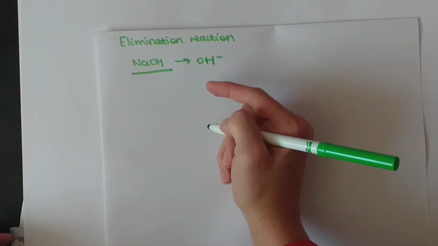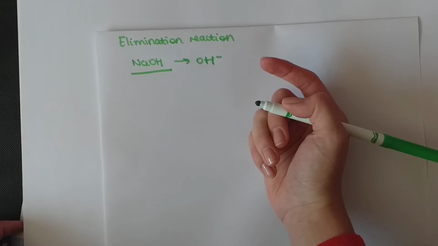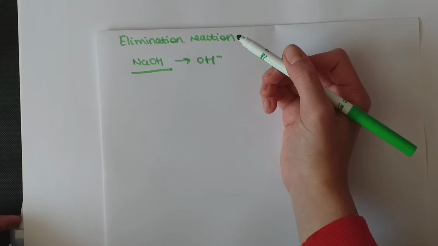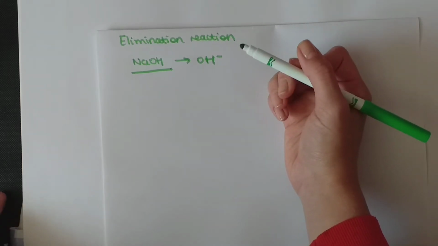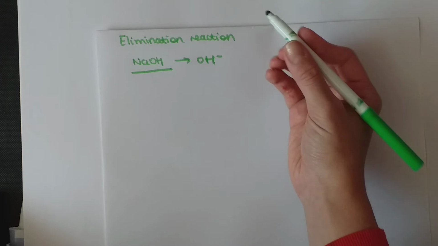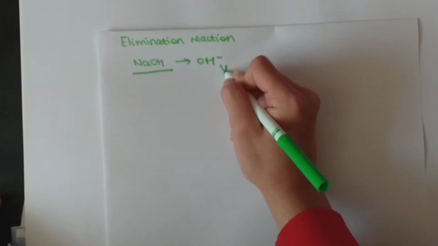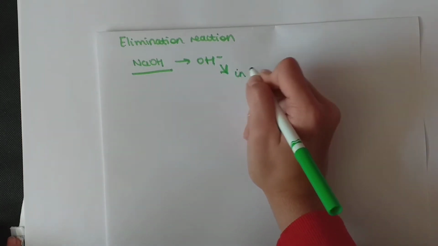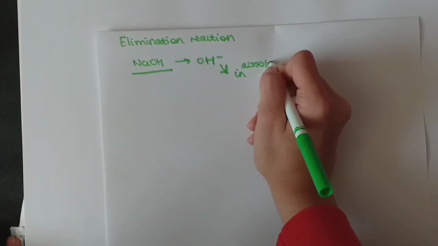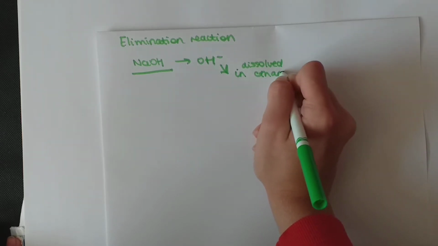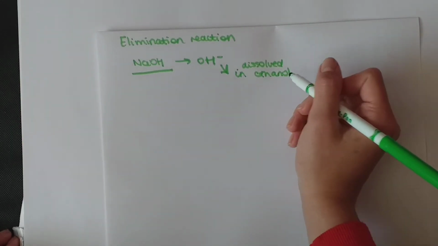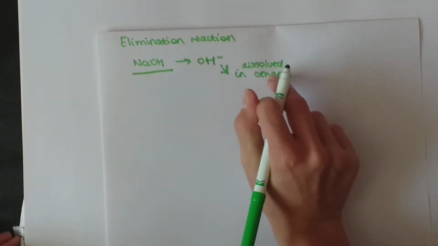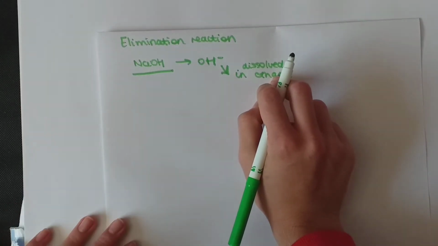That's what we need. But you're probably asking, how do you know when it's an elimination reaction and when it's a nucleophilic substitution reaction, if we use OH minus for both of them? Well, you know this because in our elimination reaction, OH minus has to be dissolved in ethanol. It has to be dissolved in an alcohol. If it's dissolved in an alcohol, that means you're going to get an elimination reaction. If it wasn't dissolved in an alcohol, that would be a nucleophilic substitution.